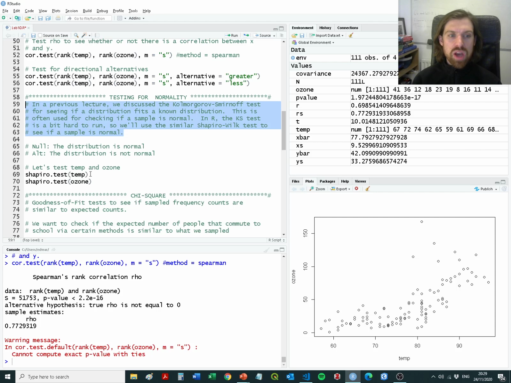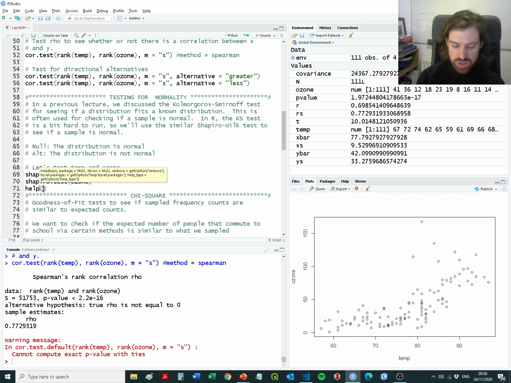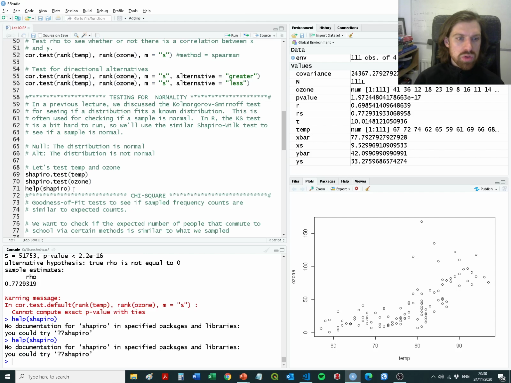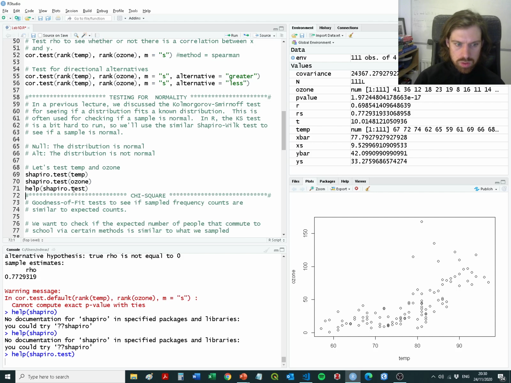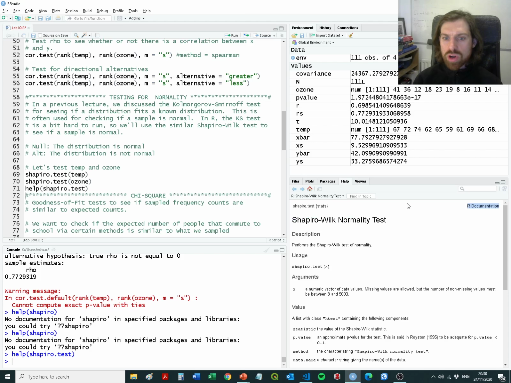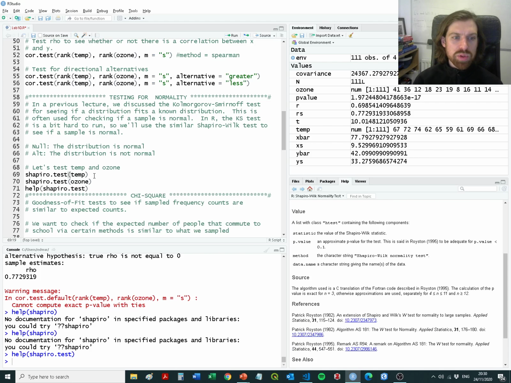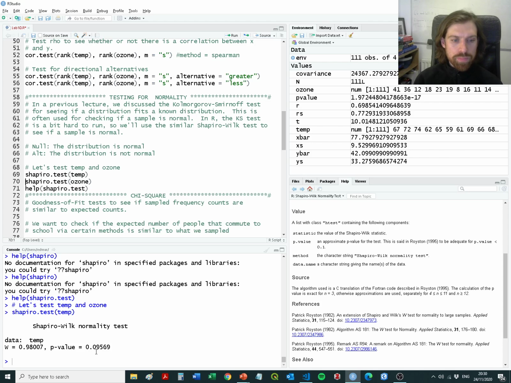Ultimately, here we are able to do this test by using the Shapiro function. So let's just have a quick look at that. If we go to the help menu, there we go. If we bring up the Shapiro-Wilk normality test, which is what we're able to use in this instance, we are able to actually test temperature. And obviously we're looking for the p-value here.